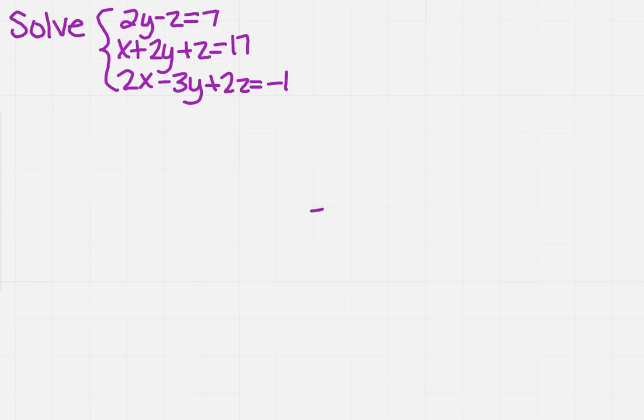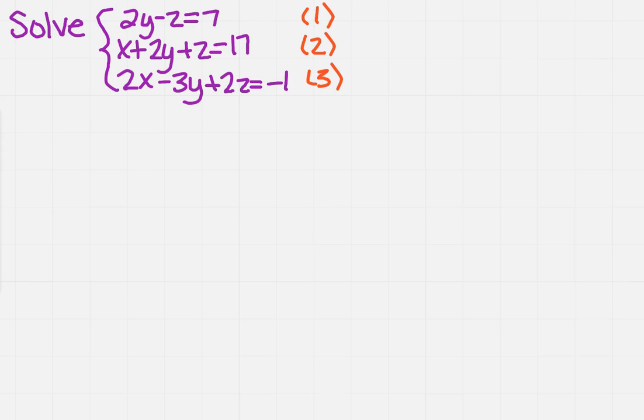So we need to solve this system of equations. Now, what I noticed is in the very first equation, there are no x's. So I want to go ahead and number these. And I noticed in that very first one that I don't have an x.